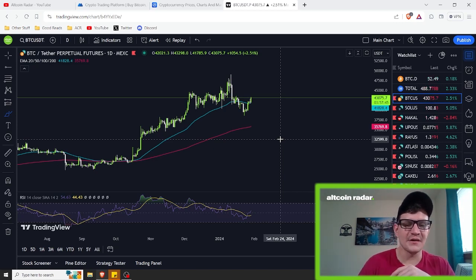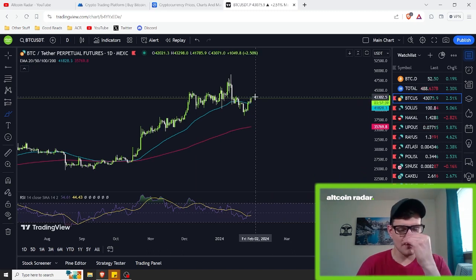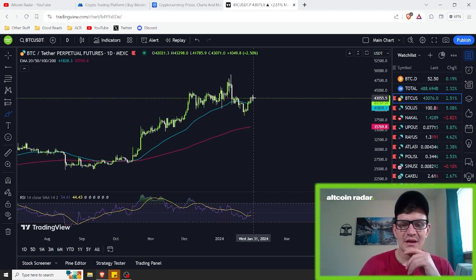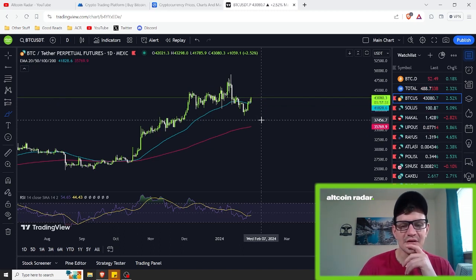Because like I was saying earlier, right here, this is a pretty decent entry point if we end up closing above this line right here, all right? And if we end up closing above it and opening the next candle above it as well, we're going to be looking pretty good here, in my personal opinion, all right?